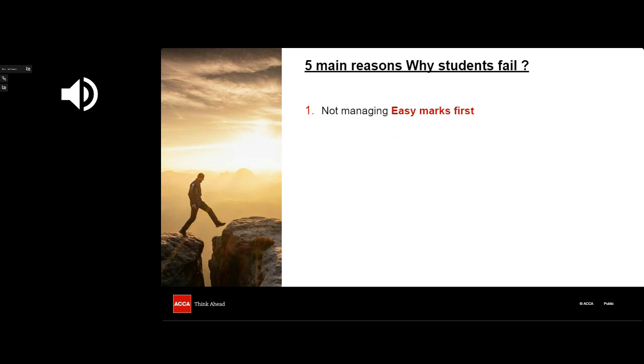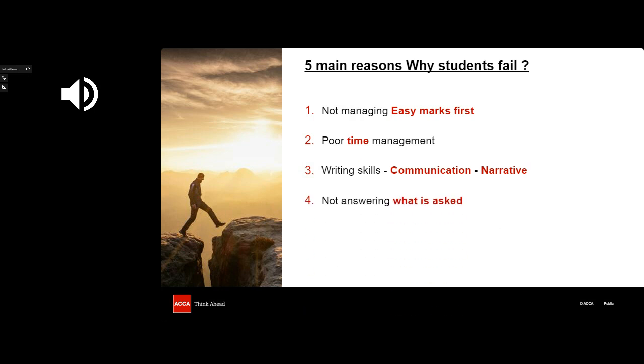So, what are the 5 reasons why students fail? Not managing easy marks, spending more time on difficult questions, leading to poor time management, not completing the question, not having good writing skill, communication not practiced properly, narratives not done up to mark, not even the proper form of report in many cases, and not answering what was asked. And there were cases where the templates, the formats that could help you present better and score better, were not considered. Now the ACCA, what are the tips that will help you score? How can you score more marks?